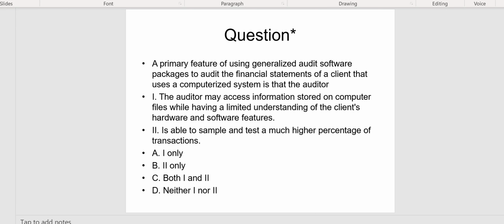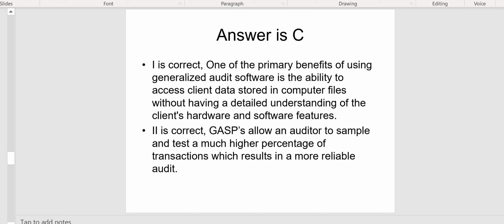A primary feature of using generalized audit software packages to audit the financial statements of a client that uses a computerized system is that the auditor what? So what would you use generalized audit software packages for? 1, the auditor may access information stored on computer files while having a limited understanding of the client's hardware and software. Does that go along with generalized audit software, the limited understanding? Yes. 2, auditor is able to sample and test a much higher percentage of transactions when using generalized audit software. Yes, absolutely. Let's go with both 1 and 2. Because remember, with things like embedded audit module, you're only going to be able to test where the hooks are.